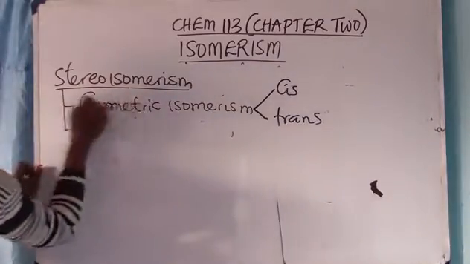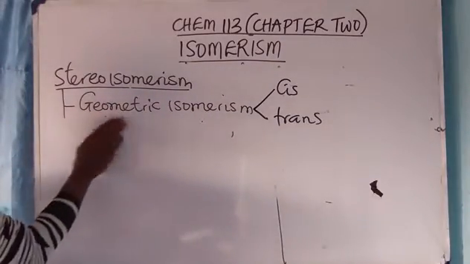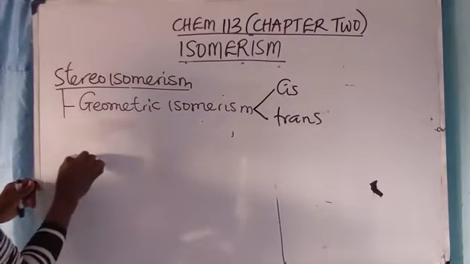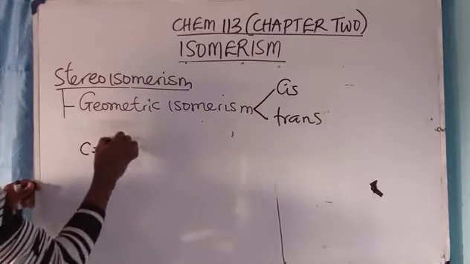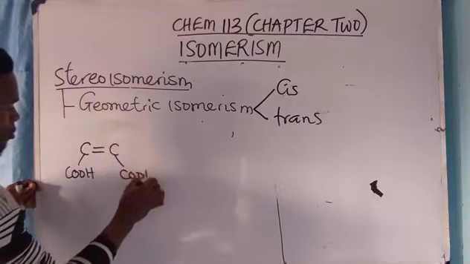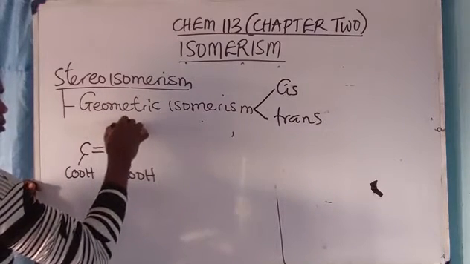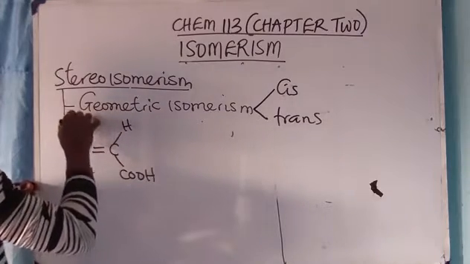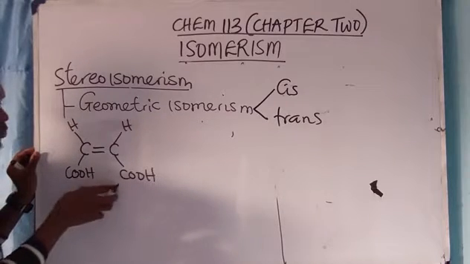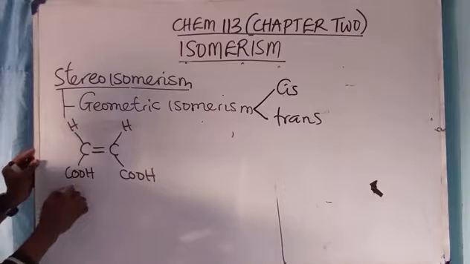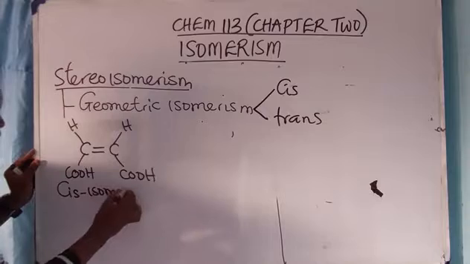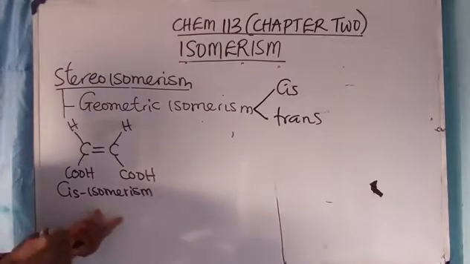Let me rub off this one. An isomerism is said to be cis when I have something like this. If I have COOH, COOH, H, H. Now, this type of isomerism in which the two substituents are found on the same side is called what? A cis isomerism. A cis what? Geometric isomerism.